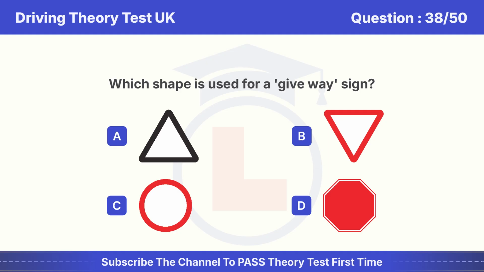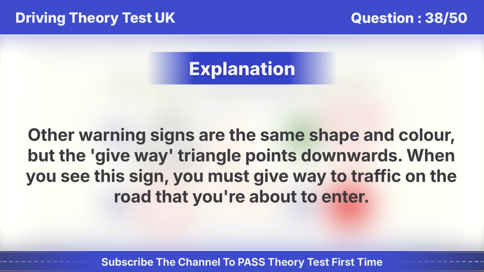Question 38. Which shape is used for a give way sign? Answer is B. Other warning signs are the same shape and color, but the give way triangle points downwards. When you see this sign, you must give way to traffic on the road that you're about to enter.